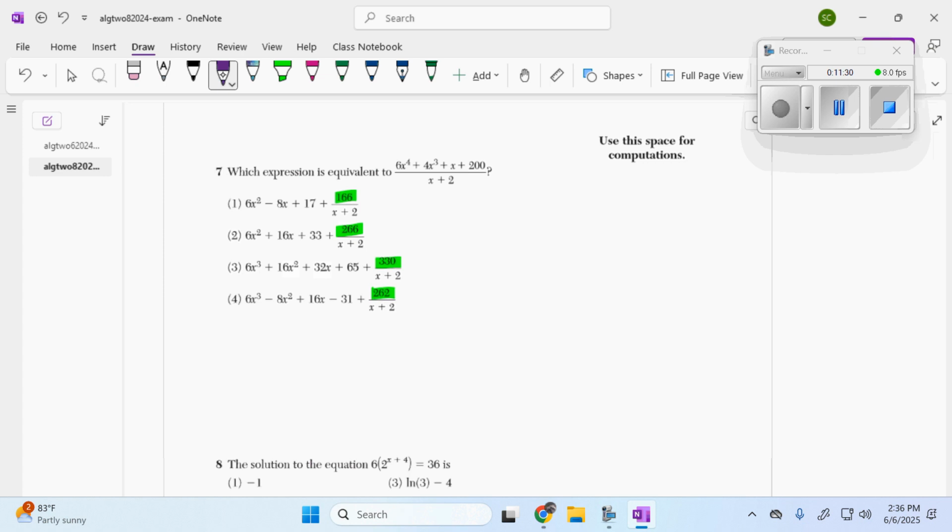So the remainder theorem is asking ourselves, what value of x in the divisor would make that 0? And that's -2. Well, if I plug -2 into what I'm dividing by, whatever that answer is becomes my remainder. So if I do 6 times -2 to the 4th, plus 4 times -2 to the 3rd, plus -2, plus 200, whatever this comes out to be is my remainder.